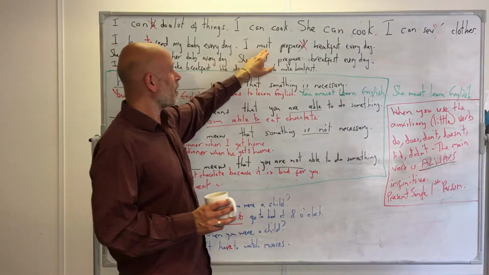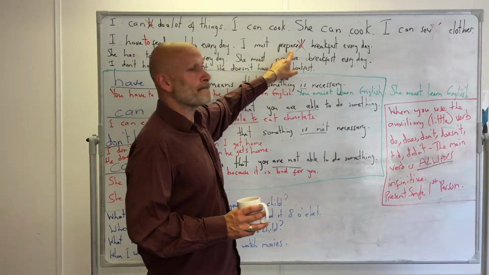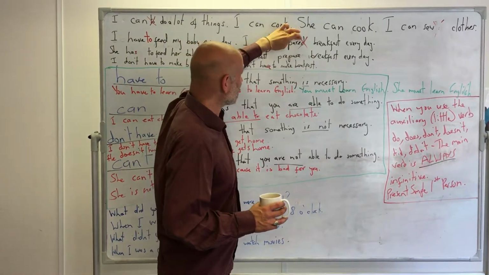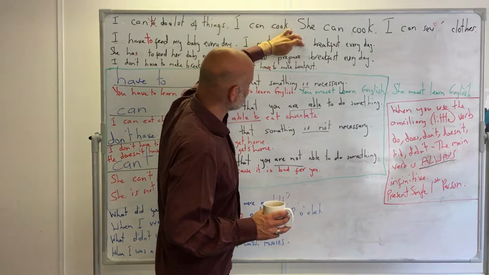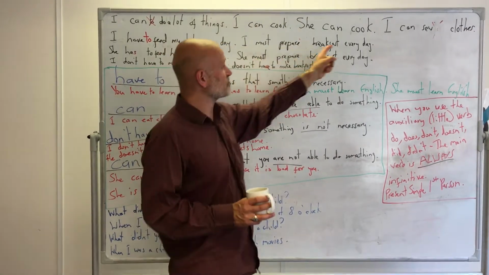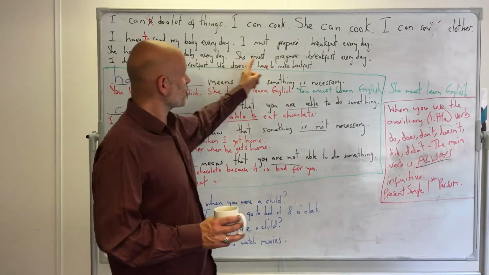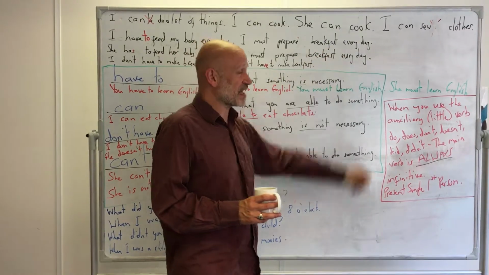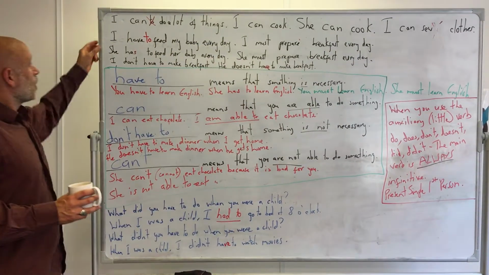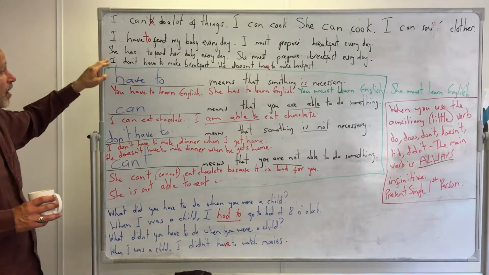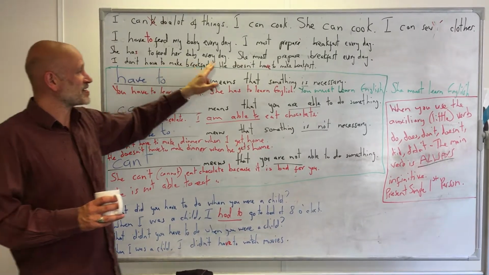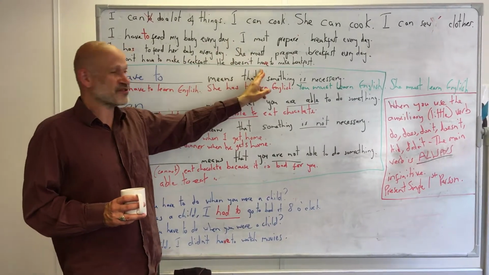Okay, now remember, I must. Main verb is never anything except present simple first person. I must prepare my breakfast every day. She must prepare breakfast every day. With the negative of these, I don't have to make breakfast. He doesn't have to make breakfast.